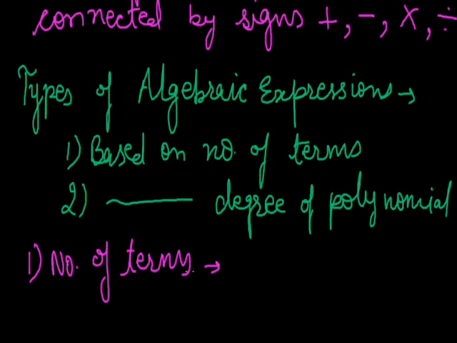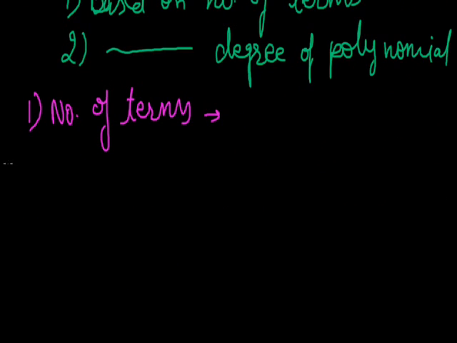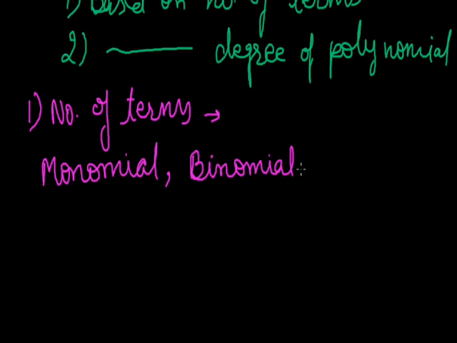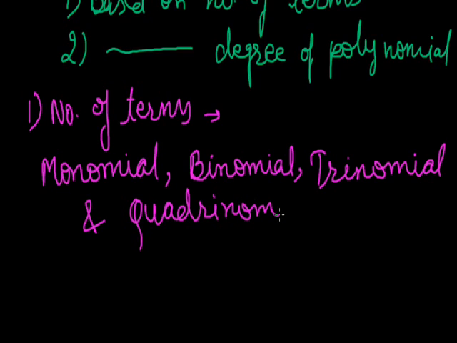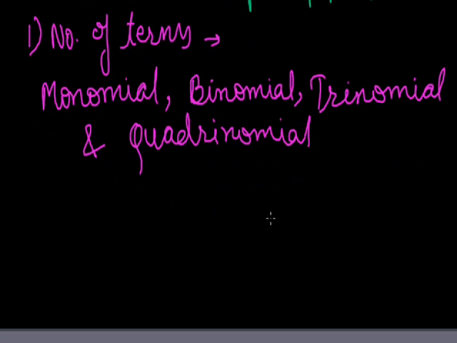If an algebraic expression contains 1, 2, 3 or 4 terms, accordingly it is classified as monomial, binomial, trinomial and quadrinomial. That means a monomial will contain a single term, binomial will contain 2 terms, trinomial will contain 3 terms and quadrinomial will contain 4 terms. And if an algebraic expression contains more terms, it will be called an expression having n number of terms, maybe 4, 5, 6, 7 or anything.